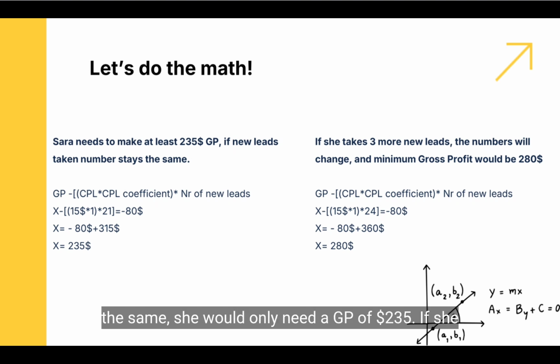So if her new lead count and cost per lead remain the same, she would only need a GP of $235. If she would take 3 more new leads, the equation would change, and her minimum GP would become $280, as seen in the second equation. As we see, a little bit will go a long way. Being upgraded to Tier 4 will grant better access to new leads, leading to better opportunities.